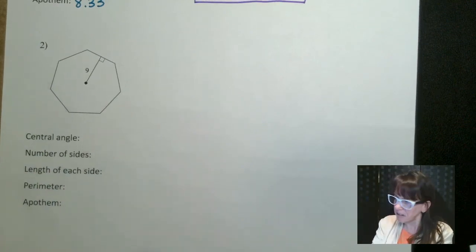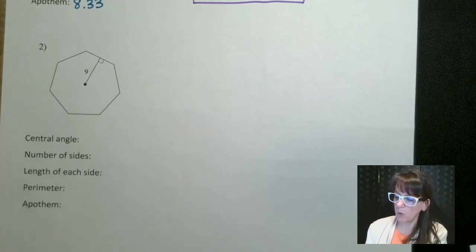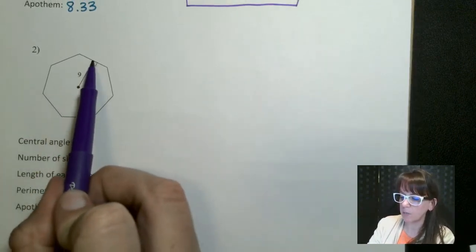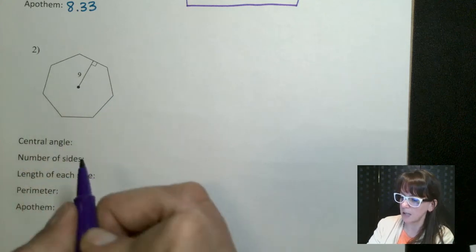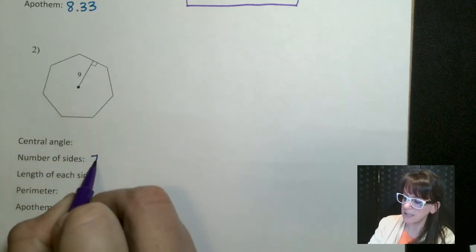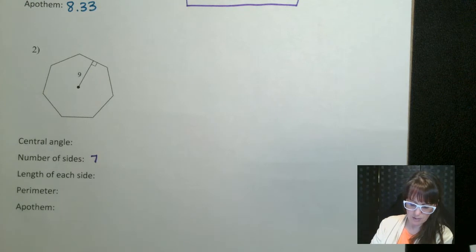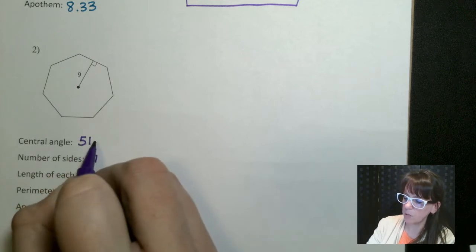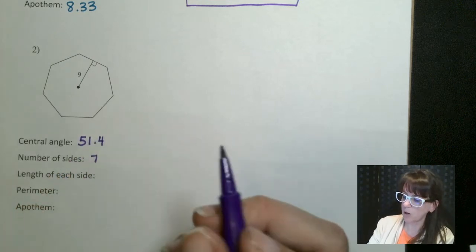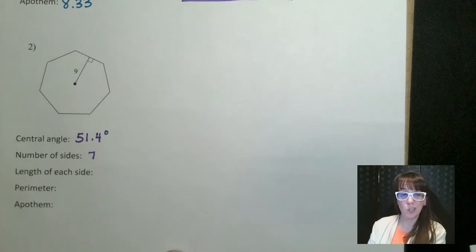Words are hard, our thing. Okay, so what we're going to do is let's first count our sides. We have 1, 2, 3, 4, 5, 6, 7 sides. So the number of sides is 7, and that means 360 divided by 7 gives us 51.4. So this is going to be kind of a wonky one. 51.4 degrees is our central angle.